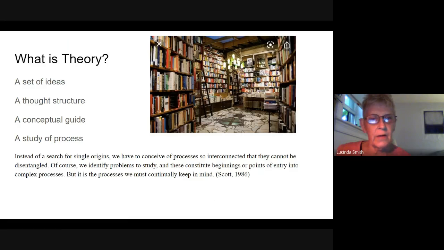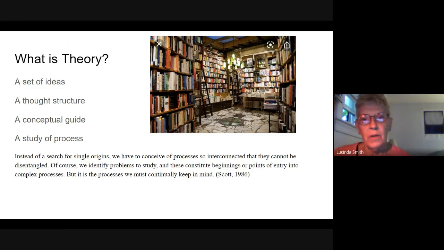So what is theory? Theory gets talked about a lot, but what is it exactly? If we're looking at the slide, it's usually a lot of reading, and that certainly has a lot to do with it. But theory is a set of ideas that puts a structure to thoughts. It's an overlying structure to thoughts, a conceptual guide. Certainly within queer studies, it provides conceptual guides to a lot of thoughts, which can very often be random. It's also a study of process. It's a study of how we put our ideas in order. So in this case, it's a study of how we put our ideas about queer and trans studies in order.